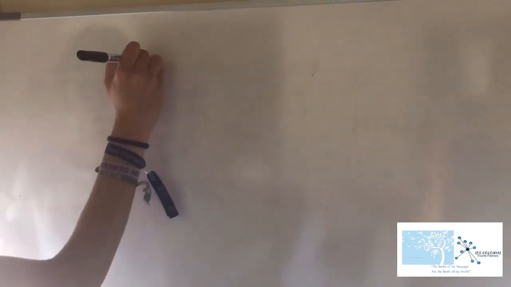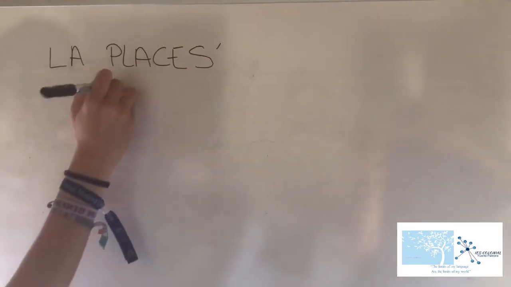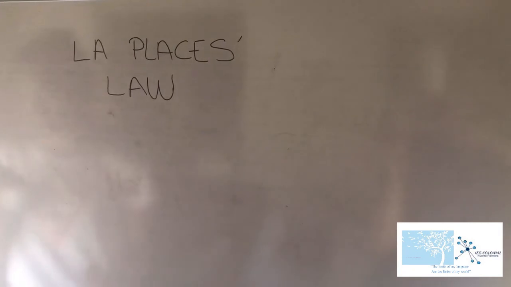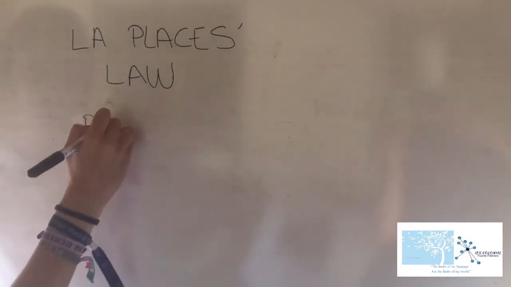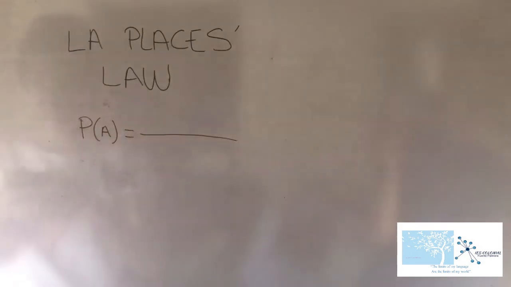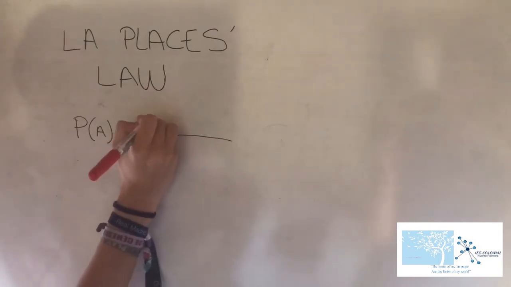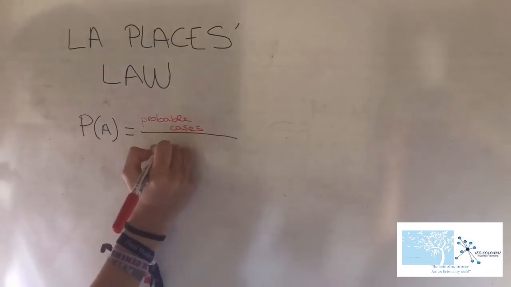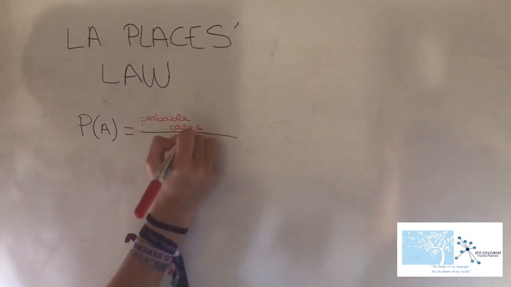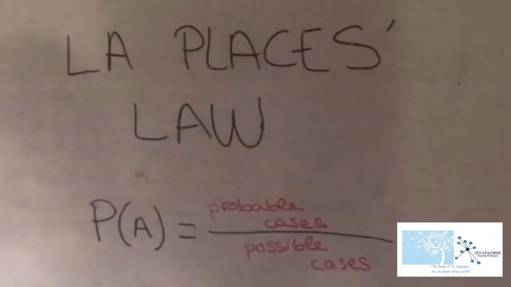Now, I'm going to talk about Laplace's law. Laplace's law is a widely used formula for calculating the probabilities of a random experiment when the events or results of the experiment have the same probability of occurring. The first thing that comes to our mind when we say Laplace's law is its formula. Its formula says probable cases divided by possible cases.